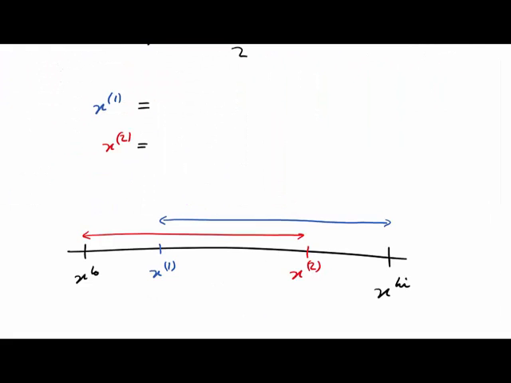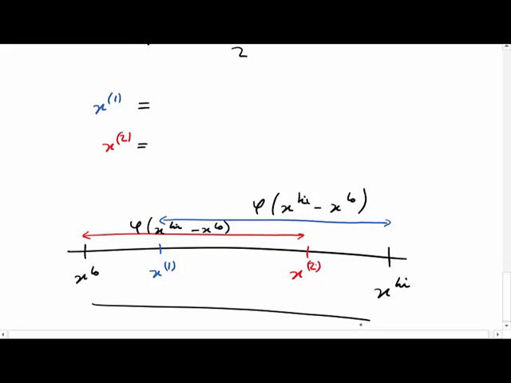I always try to work it out; it's a nice, simple way of remembering it. I know the blue length, the distance from x high to x1, must be the same as the red length, the distance from x2 to x low. That distance is phi times the length of the whole interval, x high minus x low, so the whole interval times 0.618. It's a little over half the whole interval.